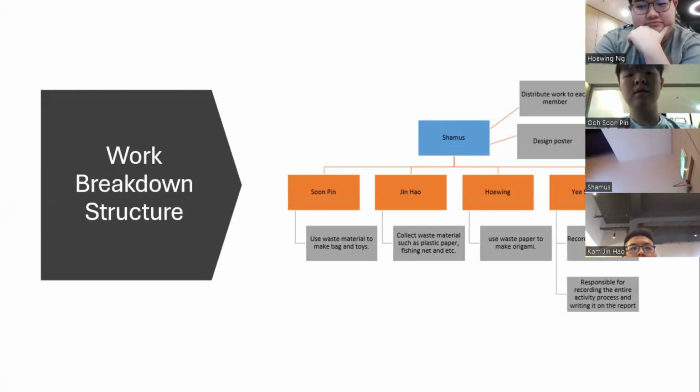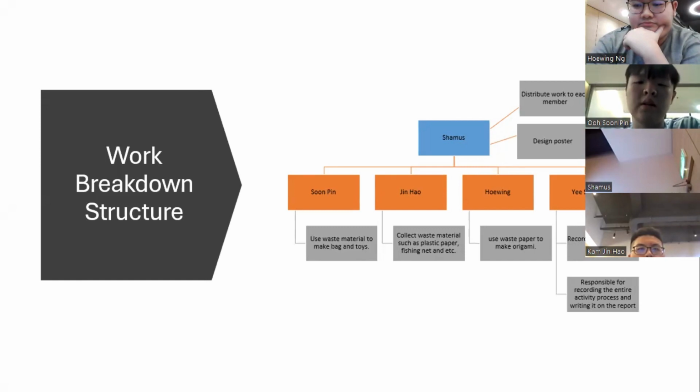Okay, so this is the diagram of our work breakdown structure. Our leader will take part in distributing work to our group members and also designing the poster. First for me, Sun Bin, I take part in using the waste material to make the bags or the toys to put at the booth.